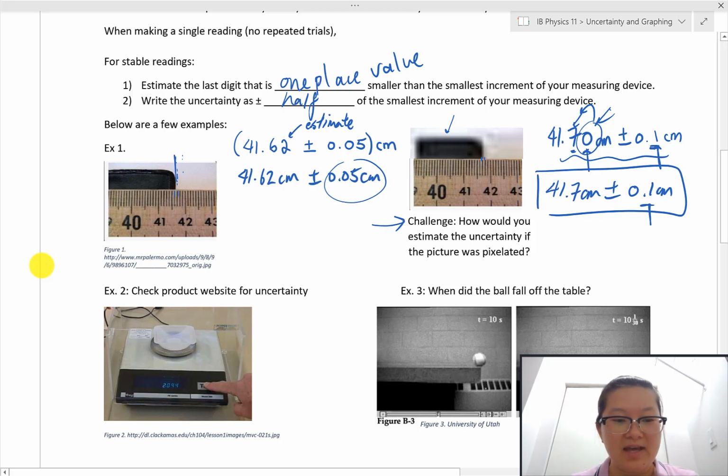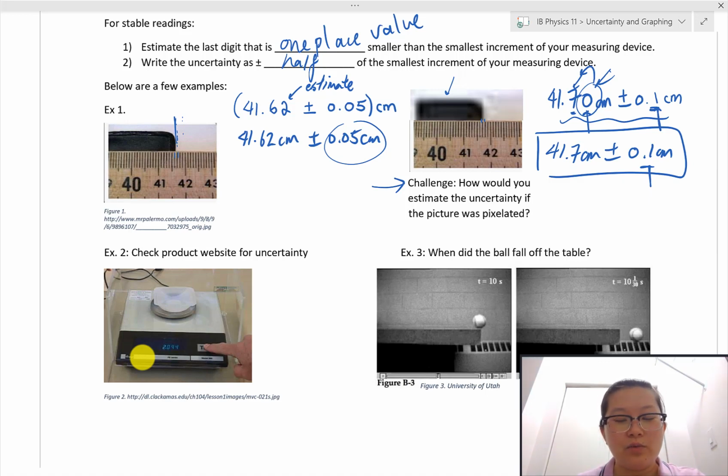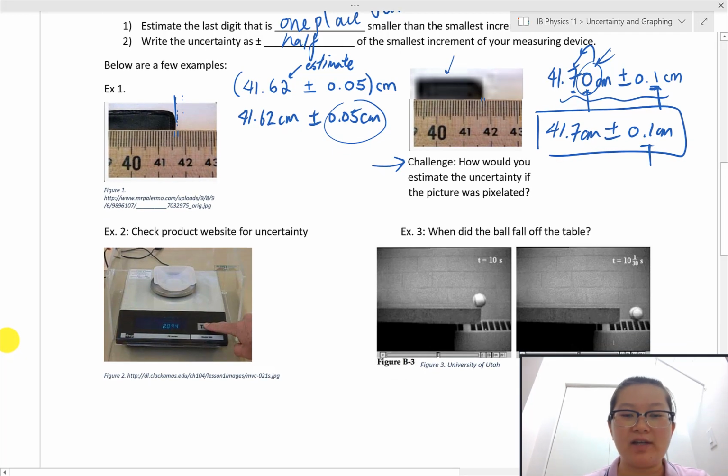So, next example here, we have a mass balance. So usually with a mass balance, you would measure your mass, and we use that very often. But as for the uncertainties, we can usually check the brand name and the model number of your mass balance, go online, and you can find the repeatability data that the website has for your particular product, okay? So that's usually what I would do.